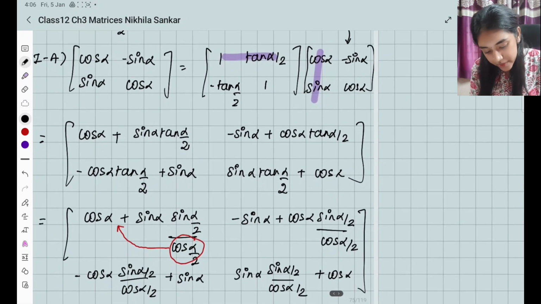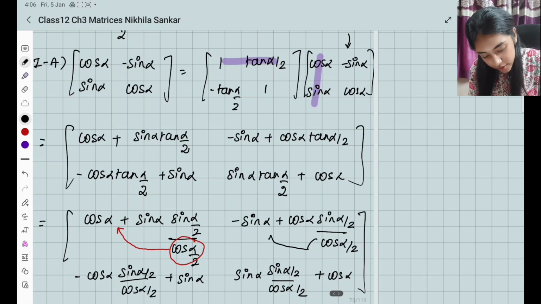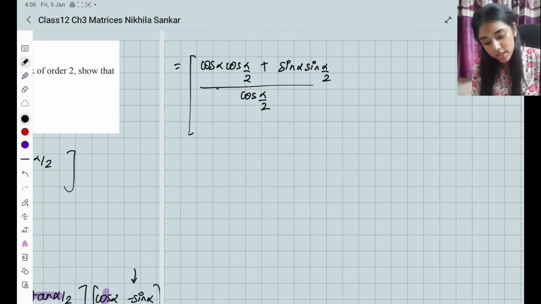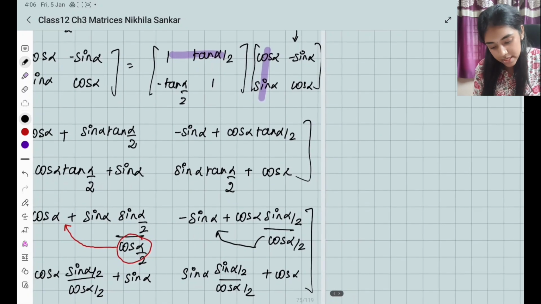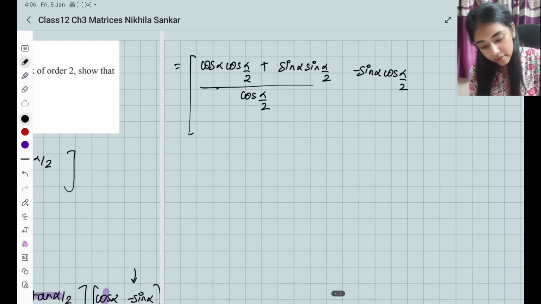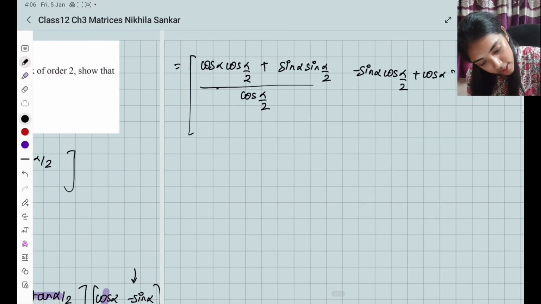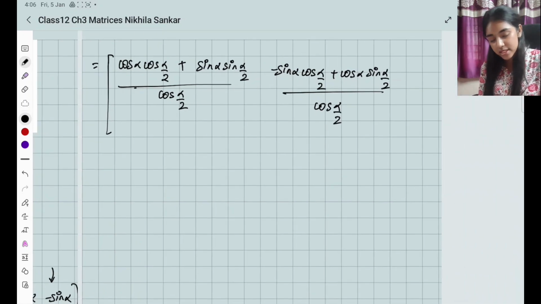அப்புறம் next term is going to be இந்த இடத்துல இந்த cos alpha. So this when I multiply sin alpha cos alpha by 2. So I have minus sin alpha cos alpha by 2 plus என்ன இருக்கு plus cos alpha sin alpha by 2, the whole divided by cos alpha by 2 புரிஞ்சுதா? So this is the second element.